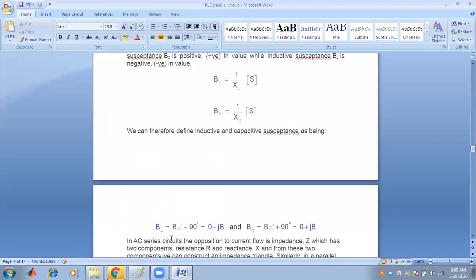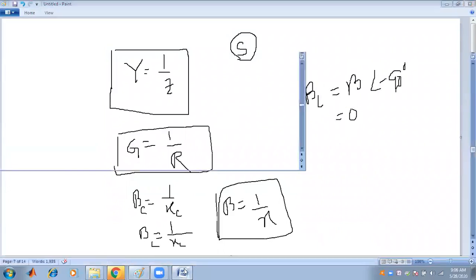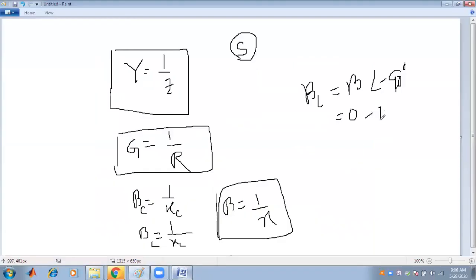So BL can be denoted as the magnitude B angle minus 90 degrees, that is 0 minus jB, and BC can be denoted as B angle plus 90 degrees, that is 0 plus jB.